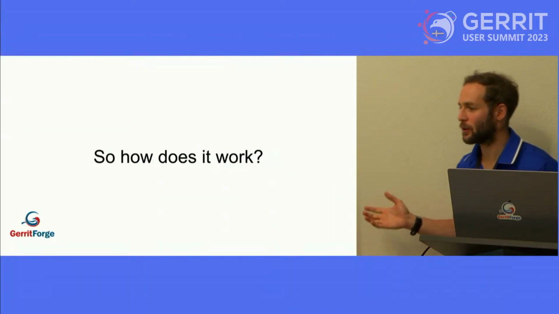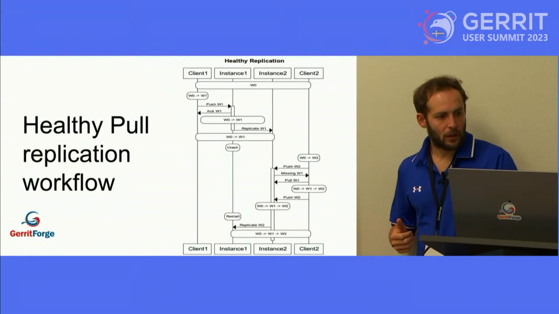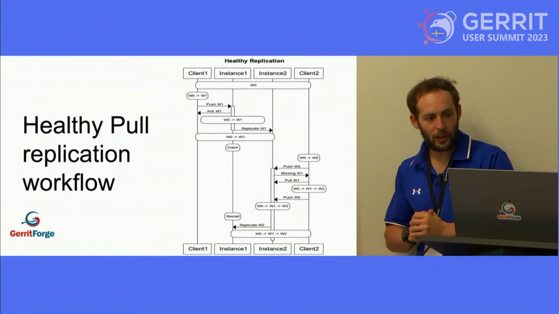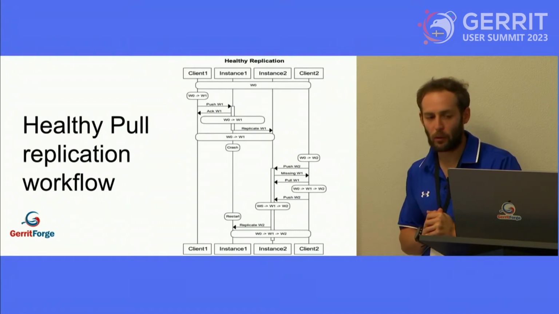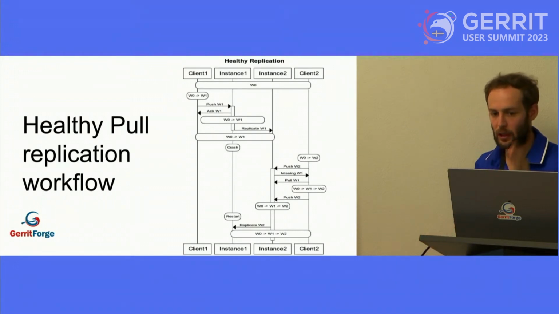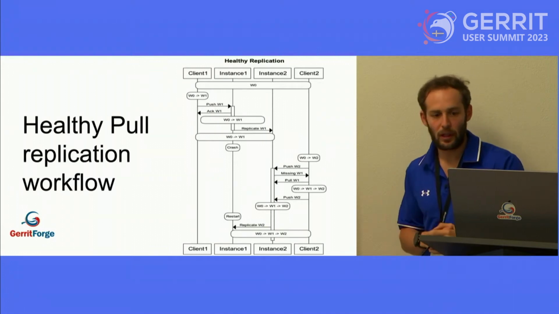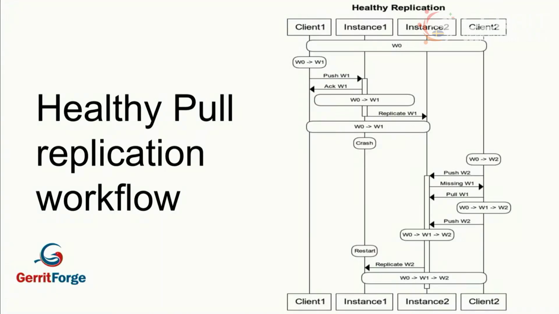How does it all work? How does it all fit together? This is a healthy pull replication workflow. We've got our client that is writing to one instance, and then we've got client 2 that is writing to instance 2. Everybody starting from the same state. You've got my user, myself, for example. I'm creating a commit, I push it, instance 1 receives it, replicates it over to instance 2.